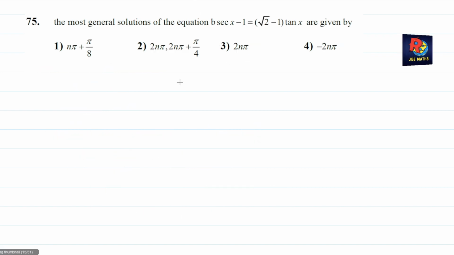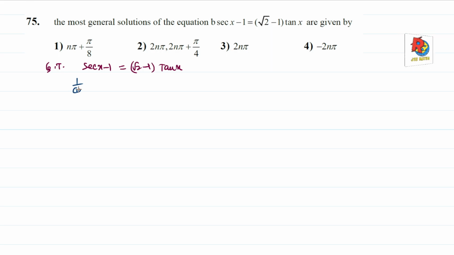Next, question 75. If you go for 75, here you can observe that it is given that sec x minus 1 is equal to root 2 minus 1 into tan x. This is the given information. So now I can write this value: 1 by cos x minus 1 is equal to root 2 minus 1 into sin x by cos x.